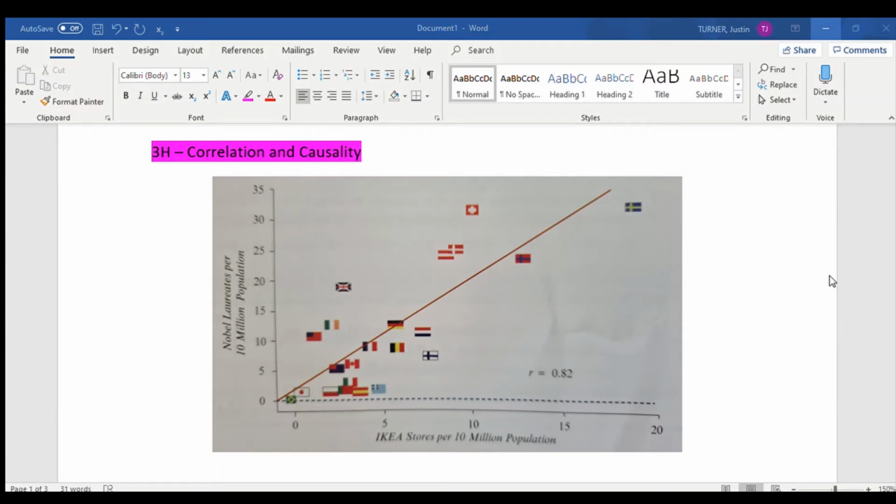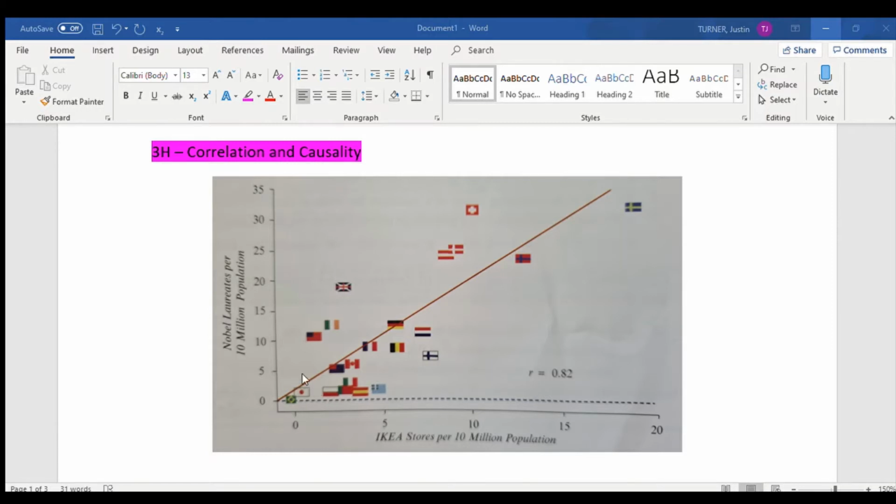Chapter 3H looks at correlation and causality. If we look at the graph here, our explanatory variable on the x-axis is the amount of IKEA stores per 10 million population for several different countries. Our response variable on the y-axis is the amount of Nobel Prize winners per million population for that country.